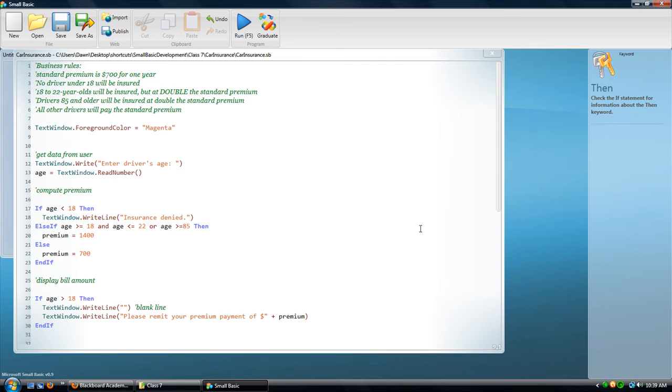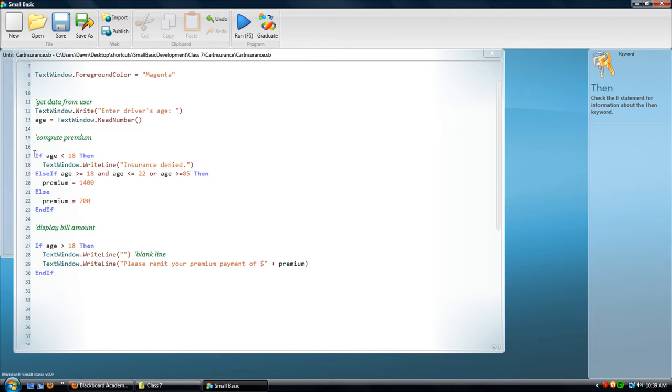So the code is already here. You don't have to watch me type, but I want to point out a couple of things, specifically this if-else structure here. Let me backtrack. We have this area where we're prompting the user to enter the driver's age, and then we're reading that number from the console and putting it into a variable called age. So whatever age I typed in goes into this variable called age.